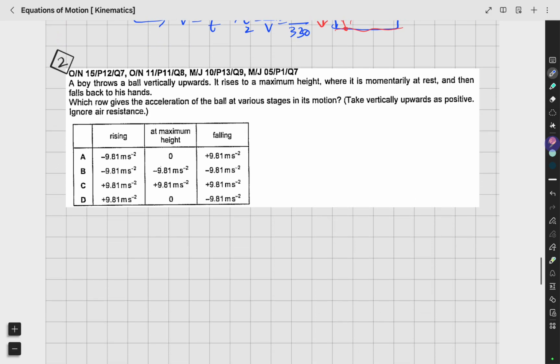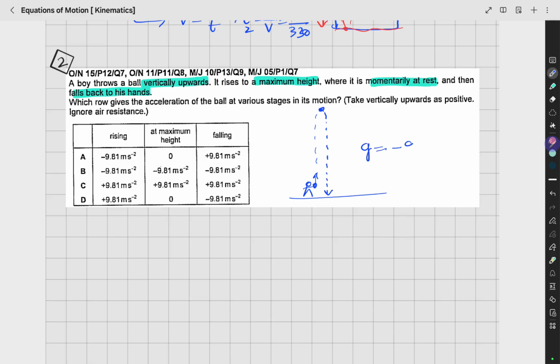Okay, number two. Number two is again very simple. A boy throws a ball vertically upwards. It rises to maximum height where it is momentarily at rest and then falls back to the hand. Which row gives you information about the acceleration of free fall? So the situation is that the boy throws something upward. It is going upward, at the highest point momentarily stops, and then it comes backward. So what is the value?